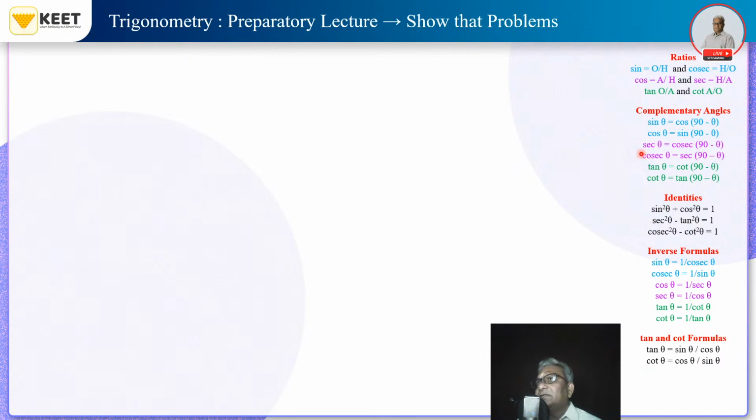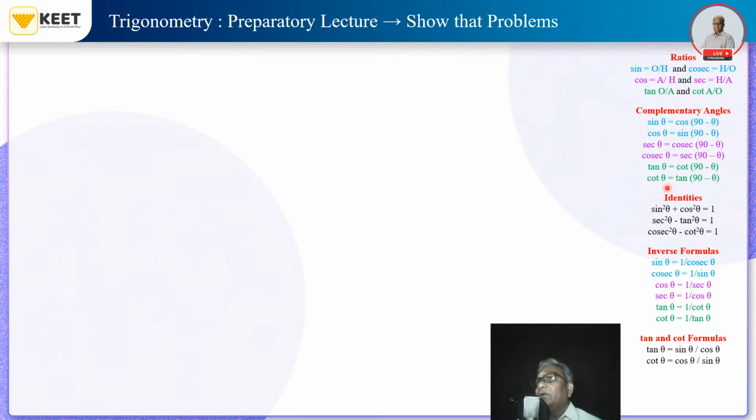Then we have somewhat violet color formulas related to sec and cosec. So cosec theta equals sec 90 minus theta, and sec theta equals cosec 90 minus theta. So these are the relation between sec and cosec. Then we have tan cot. So tan theta equals cot 90 minus theta and cot theta equals tan 90 minus theta. So these complementary angle formulas are related to sine cos, sec cosec and tan cot.